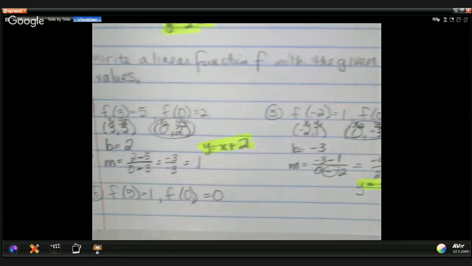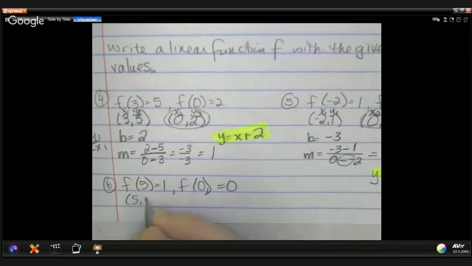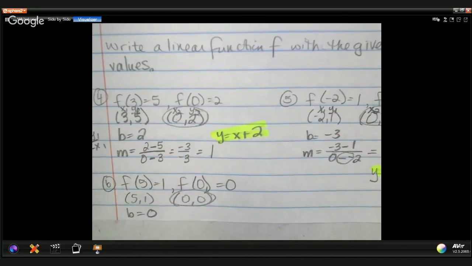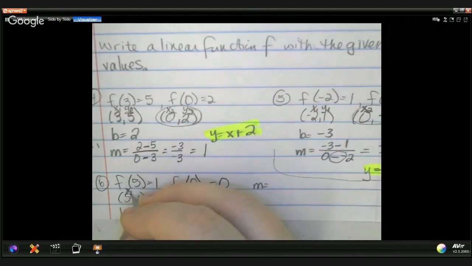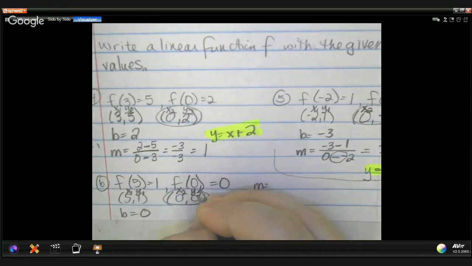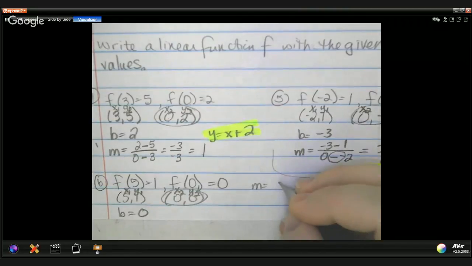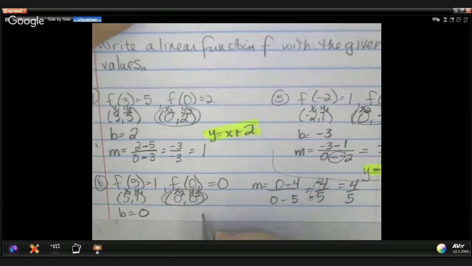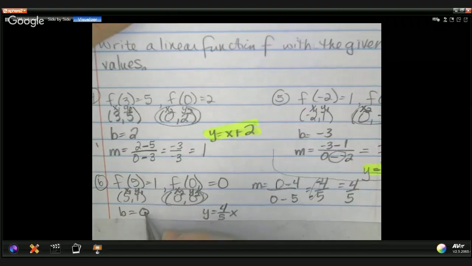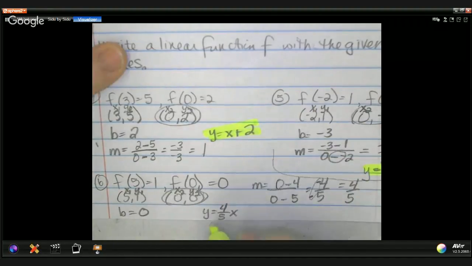Okay, one last one, same process. I start off by listing my points, 5, 1, 0, 0. My b value is right here at 0. And now I need to find my m. I'm going to try and squeeze it over here. So this is x1, y1, x2, y2. So really it's just 0 minus what we have. So 0 minus 4 and 0 minus 5, which is positive 4/5. Because a negative 4, well actually we'll just do that. So that's negatives. So I get a positive 4/5. So now when I plug it in, my slope is 4/5 and my b is 0. So you can either write 0 or you could just leave it as 4/5 x.